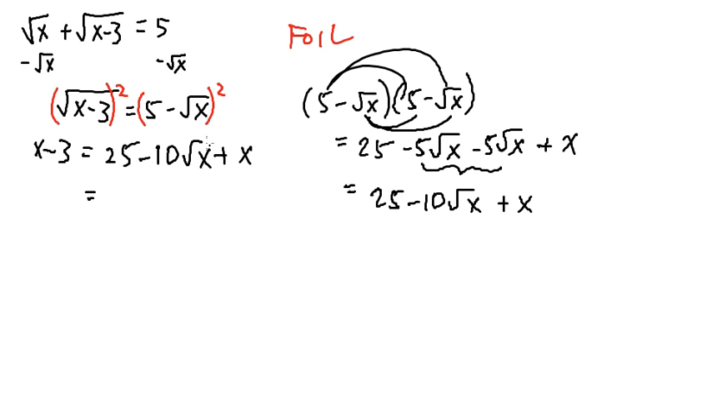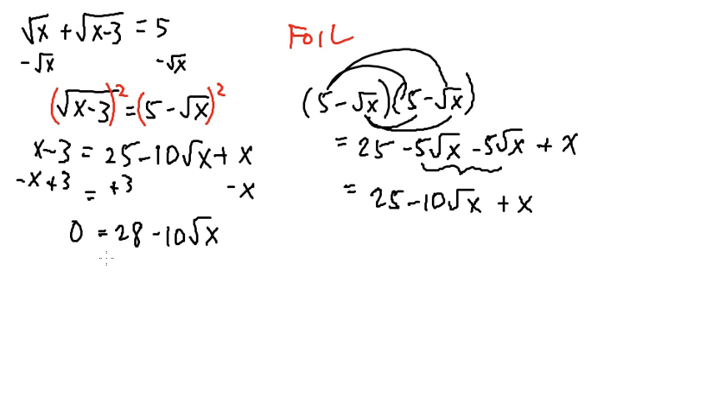Next thing you want to do is to combine like terms. Plus 3 to both sides. Let's minus x from both sides. Oh, hey, look. Everything's canceling out. So this is 28 minus 10 root x. This goes away. This stuff also goes away.